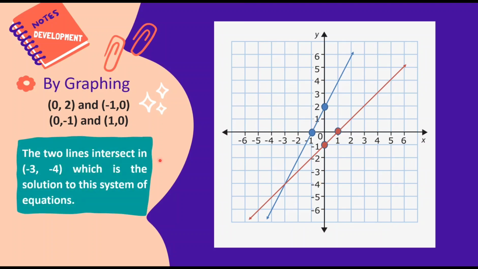So, therefore, our solution of the system of linear equation in two variables is, okay, so the two lines intersect in negative 3 and negative 4, which is the solution to the system of linear equation. So, I hope maliwanag sa lahat ang pagkuha ng solution by graphing. So, that is the solution of system of linear equation in two variables.